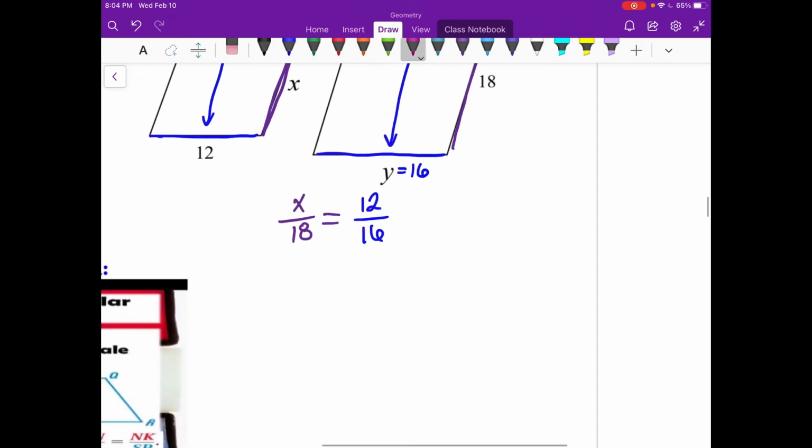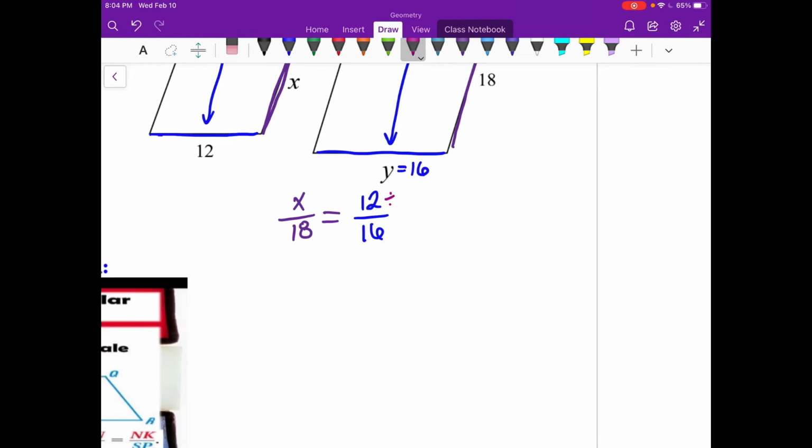First thing before I start multiplying, I'm going to reduce this fraction. They are both divisible by 4. So when I do that, I end up with x over 18 equals 3 over 4. Now I'm going to multiply by 18 on both sides. So those 18s go away, and I get x is equal to 3 times 18, which is 54 over 4, which reduces to 27 over 2.